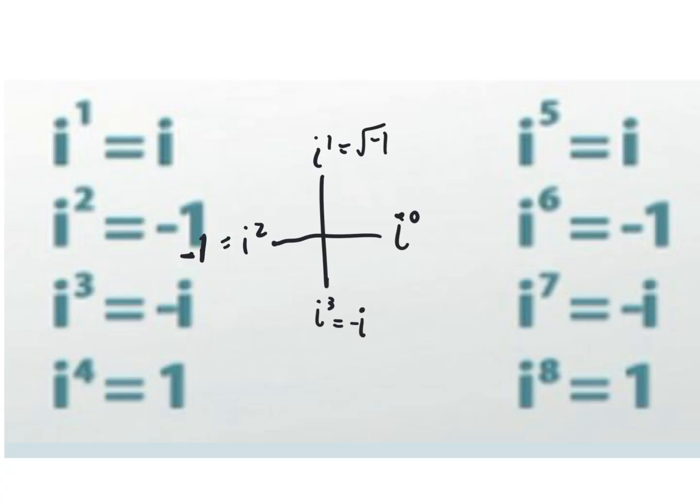And then coming back around, we get i to the, why did I write 4? I meant to write i to the 4th power. And then we could write i to the 5th up here, and i to the 6th, and i to the 7th, and i to the 8th. But they all give us the same thing.